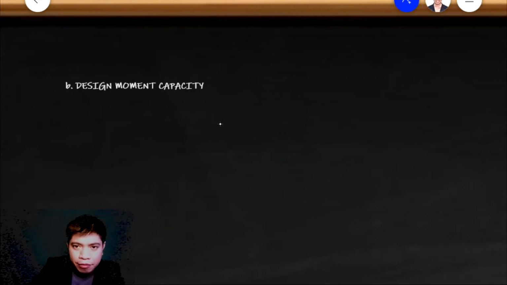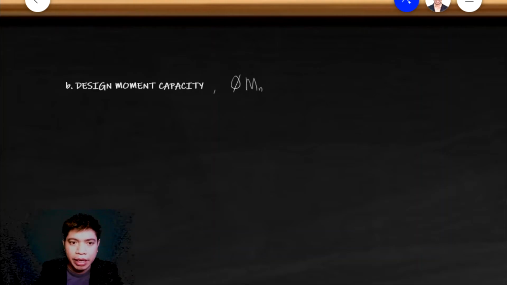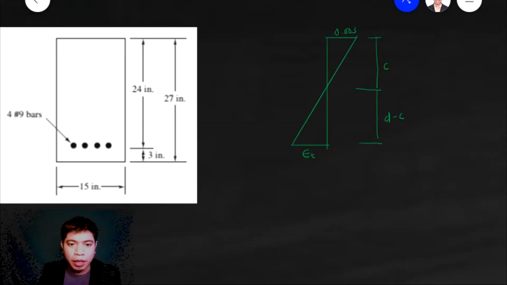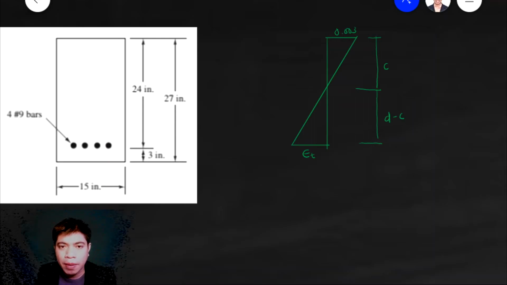So, ayun, ang kailangan natin dito nga ulit is the design moment capacity, or that is φMn. Okay? So, ang gagawin natin guys is, again, drawing muna ako ng strain diagram kasi kailangan natin yun para sa pag-compute ng φMn. Okay, so ayun nga guys, no? So naggumawa ako ng strain diagram.